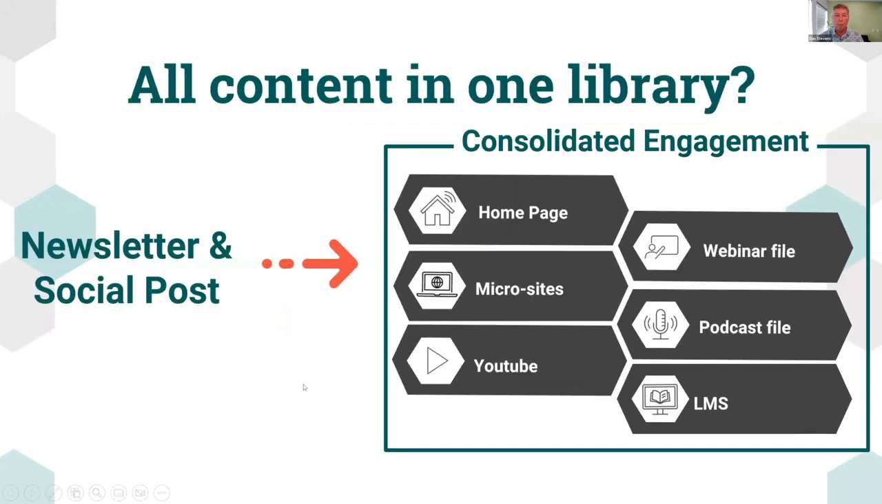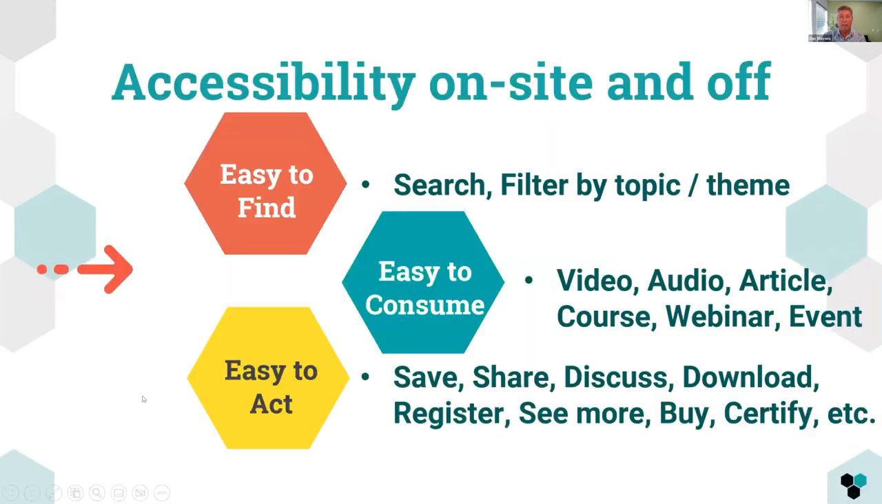What they want you to do is consolidate all that multimedia into one library so that all they can do is search or be directed from a social post or a newsletter post, so that I'm not sending people off to YouTube for videos, and I don't have to know it's a video in advance. I can just find it on your website. And when you do that, that accessibility not only makes it easy to find on your website, but it opens up and improves Google search as well. Easy to find it, filter, easy to consume it, and then easy to act on it.